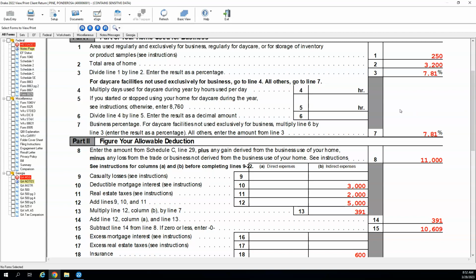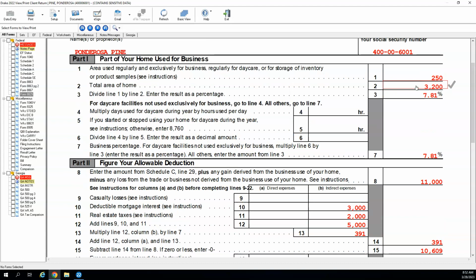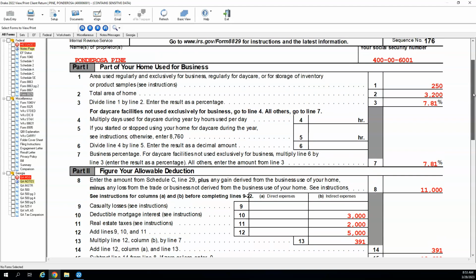We're going to assume that Ponderosa Pine has a 3,200 square foot home and that she uses 250 square feet for her home office. Your home office is a room or a part of a room that is used exclusively for business, okay? So not your living room where you're sitting down watching TV, unless there is a portion of that room that you use exclusively for your office, okay?